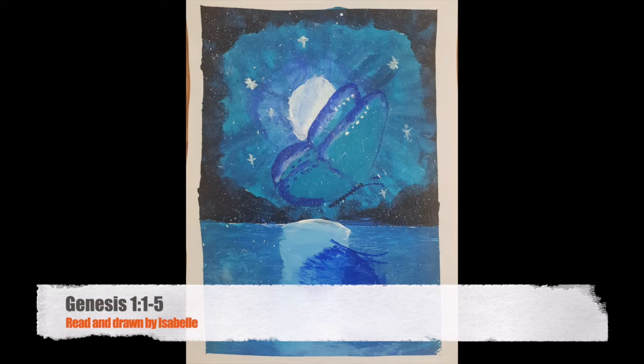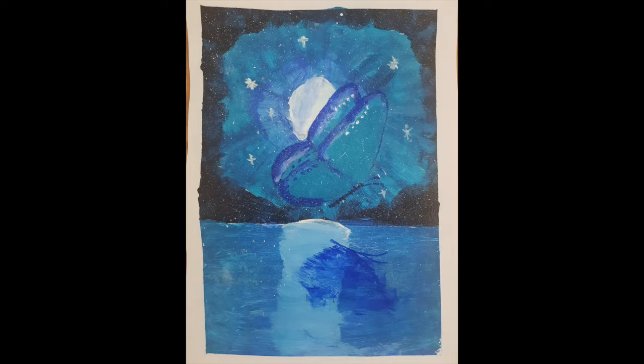Reading is from Genesis chapter 1, verse 1 to 5. The account of creation. In the beginning, God created the heavens and the earth. The earth was formless and empty, and darkness covered the deep waters, and the Spirit of God was hovering over the surface of the waters.